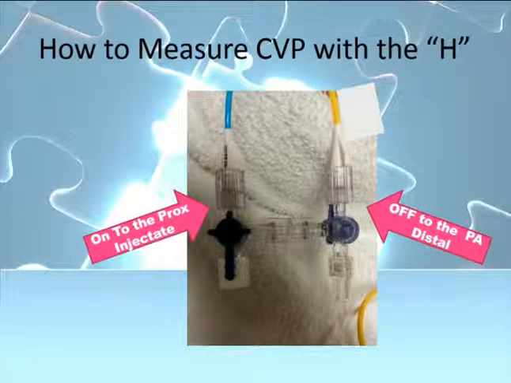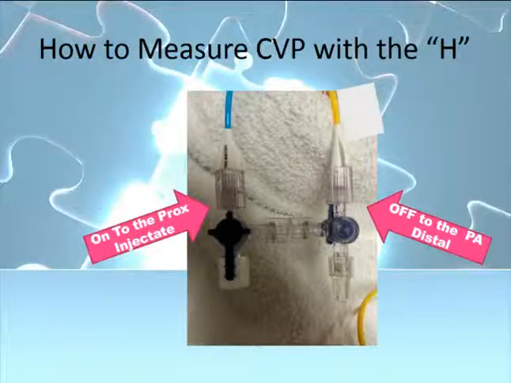So how to measure a CVP with an H, like I just spoke about, you're going to have it off to the PA distal, which is the yellow. It was on the left, now it's on the right. The blue is going to be on because your proximal injectate is where you monitor your CVP.